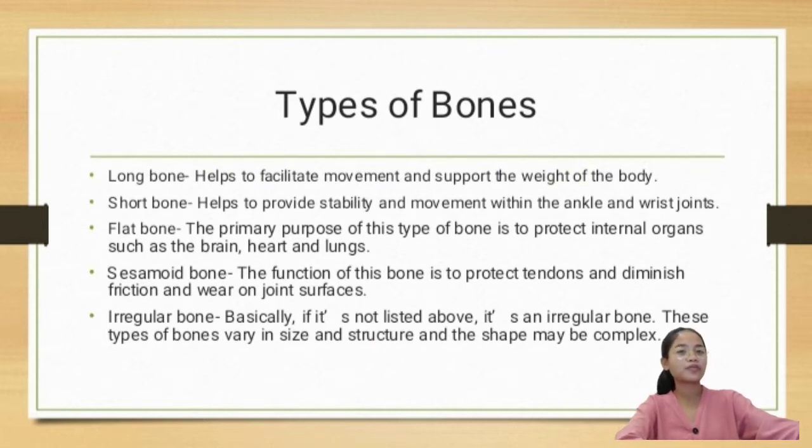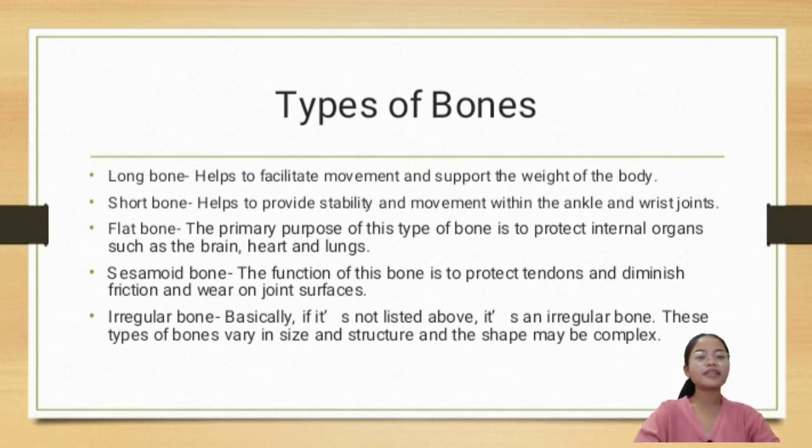We have five types of bones, and these are the long bone, short bone, flat bone, sesamoid bone, and irregular bone. Let us go first to the long bone. Long bone helps to facilitate movement and support the weight of the body. Long bones are characterized by a long tubular shaft and an articular surface at each end of the bone where ligaments and tendons attach. These bones include the major bones of the arms and legs, such as the humerus and femur, tibia and fibula, and the radius and ulna.